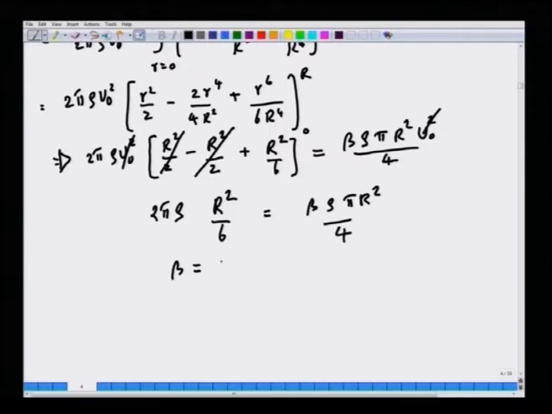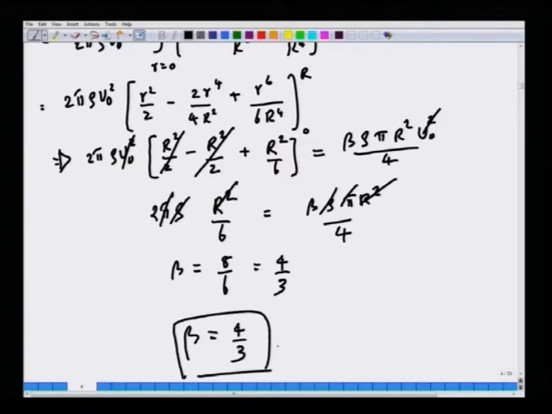So, beta will become simply, so everything will cancel, pi will cancel with pi, r squared, rho. So, beta will become simply 8 by 6 or 4 by 3. So, beta is simply 4 by 3 for laminar flow in a pipe. Okay.